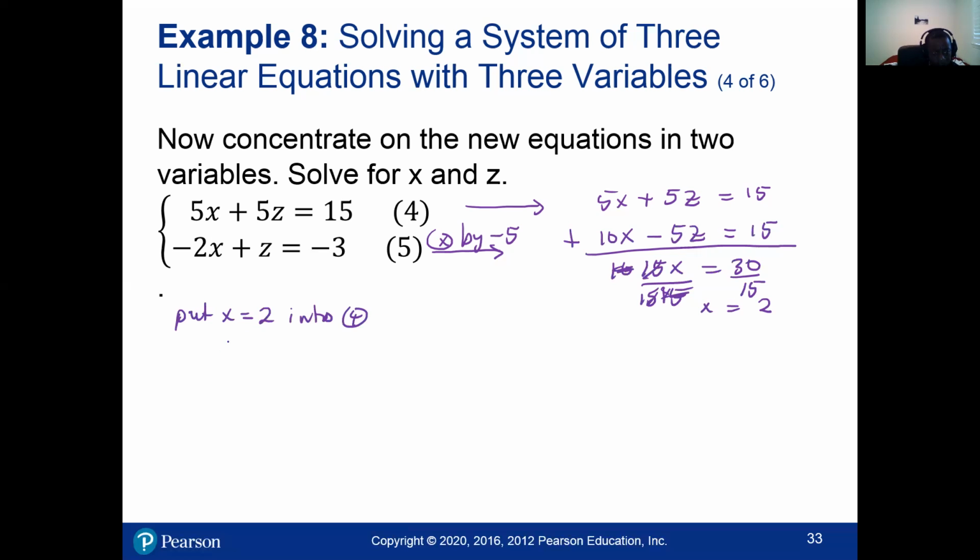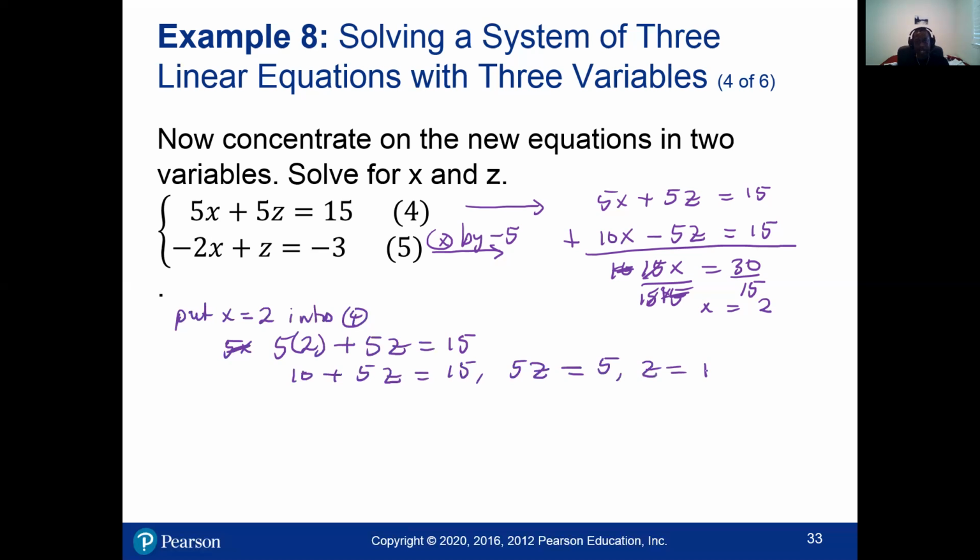So that gives me 5x, so that's 5 times what? 2 plus what? 5z equal to what? 15. And this is what? This is 10 plus 5z is equal to what? 15. All right, then when you subtract 10 from both sides, it gives us what? 5z is equal to 5, and therefore z is equal to what? 1. So now we have what? X is equal to 2, and then z is equal to what?